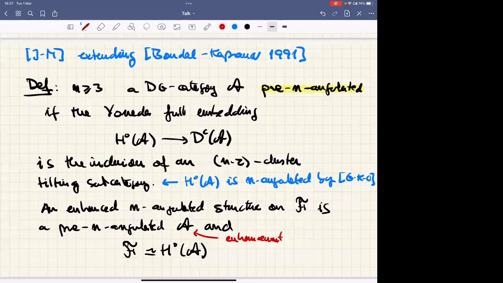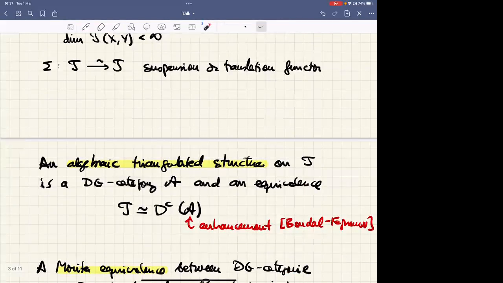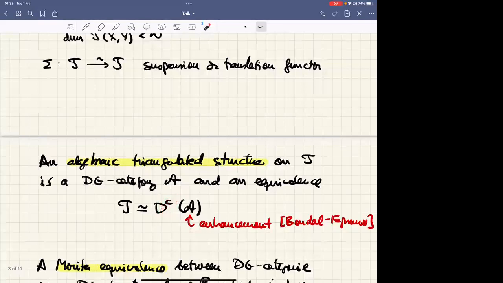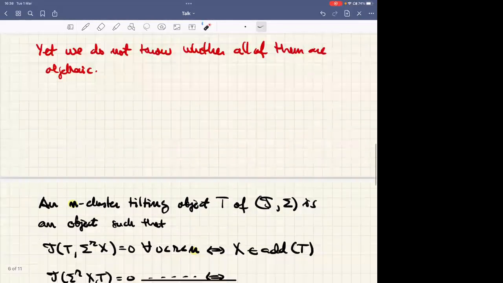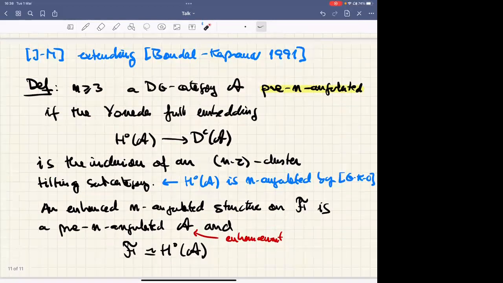You'll see that there are some differences between this and the previous definition. When we recalled what an algebraic triangulated category is, we didn't make any reference to the zero-dimensional cohomology of A. We wrote down the derived category of compact objects. The thing is that when A is pre-triangulated, in the sense of Bondal and Kapranov, then this and the zero-dimensional cohomology of A are the same. So this definition really generalizes the definition of Bondal and Kapranov in the case n equals 3. This gives you the classical definition.